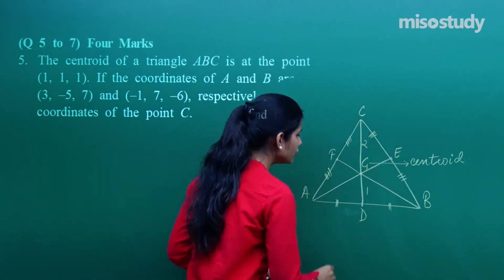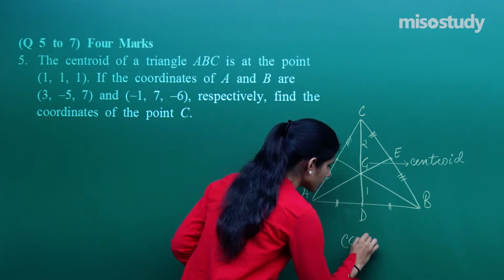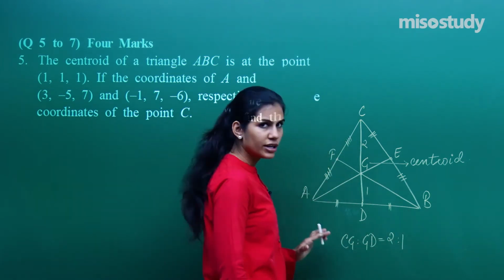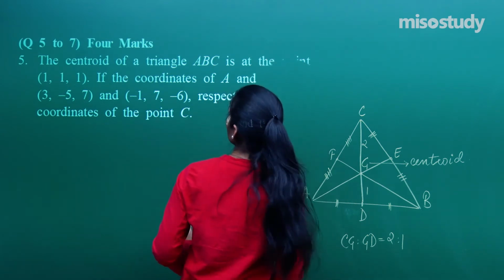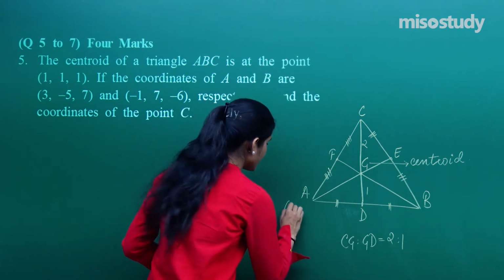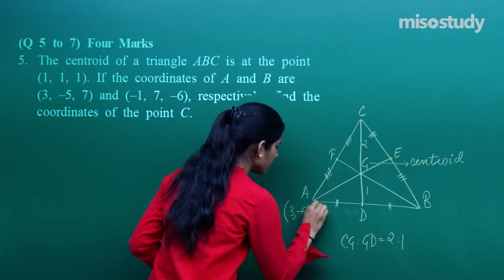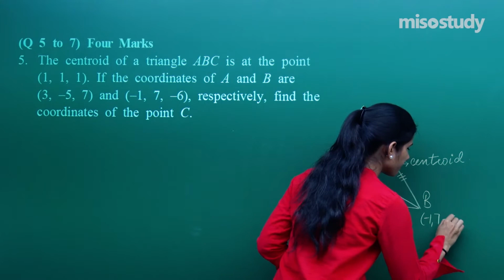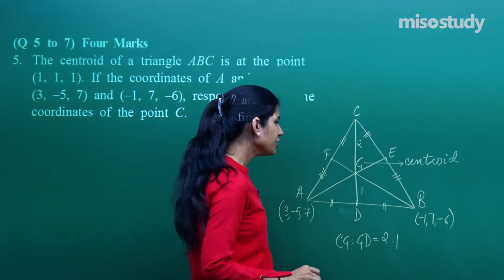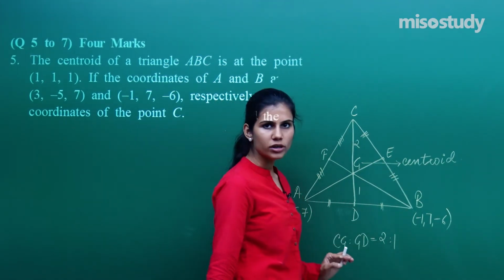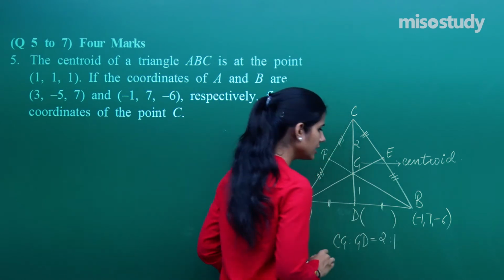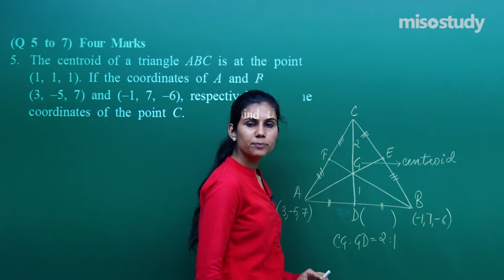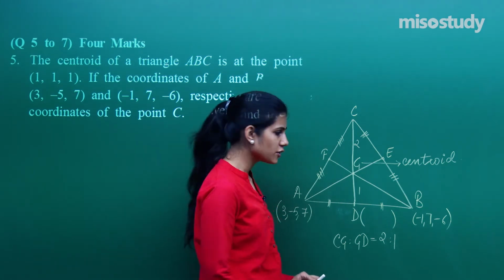That means CG is to GD is 2 is to 1. Right? This is the elaborative way I am doing. A is 3, minus 5, 7. And B is minus 1, 7, minus 6. Fine. What you can do is, first of all, calculate the coordinates of point D. D is the midpoint of AB. If D is the midpoint of AB, by section formula, what are the coordinates of D?